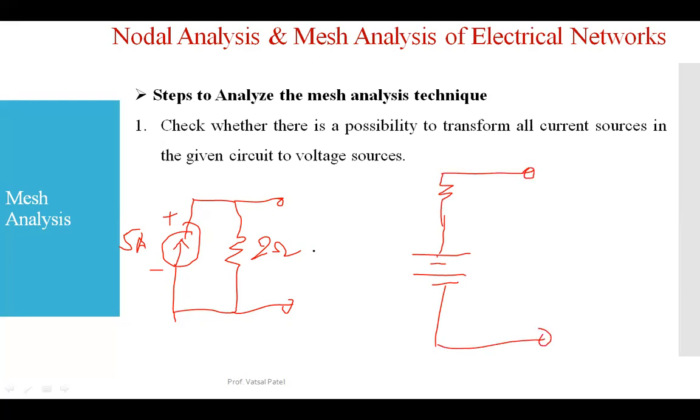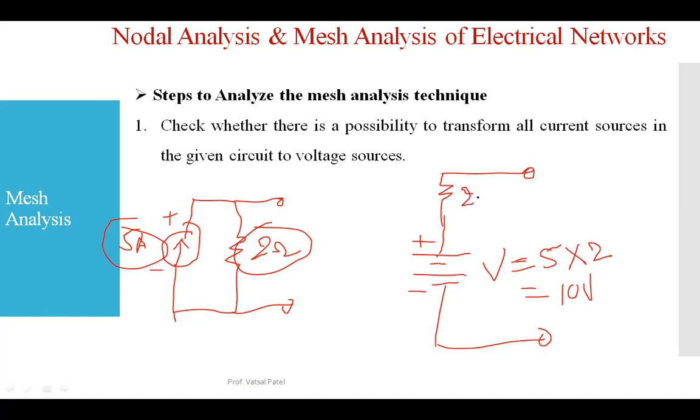Now, if you apply Ohm's law here, you will have 5 ampere and you will have 2 ohm here. So if you apply Ohm's law to identify the voltage of this battery source, how much voltage are you getting? 5 multiplied by 2. So it is a 10 volt source now. And the current direction as per the given, we will identify the positive and negative polarity here. And the 2 ohm resistance we will keep as it is. This is what we are doing right now, the transformation of the current source into the voltage source.